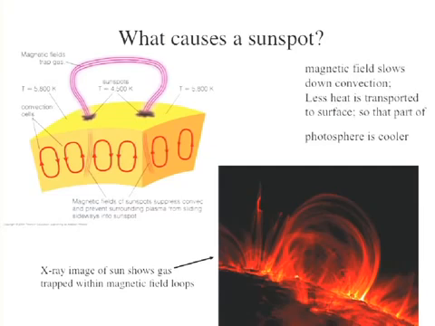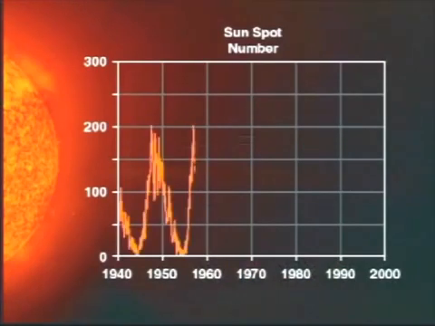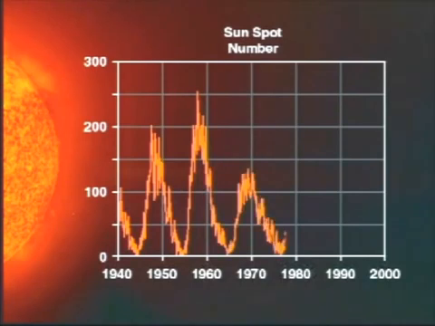The reason is that less heat is transported to the surface. The photosphere is cooler. And here are the magnetic fields. These are magnetic fields from the sun. It goes up and down. This is how many sunspots we're seeing, 1940 to 2000.